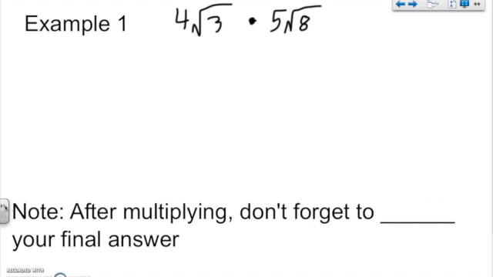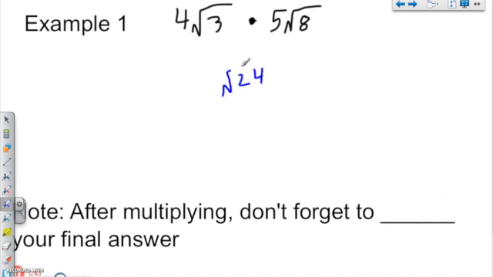Example number 1 is 4 square roots of 3 times 5 square roots of 8. So what I'm going to do first is just multiply the radicand, 3 times 8, and that's going to give me 24. I'm going to keep that under a square root symbol. And then I'm going to do my coefficients, 4 times 5, and that's going to give me 20. So just to recap there, the 24 came from 3 times 8, my two radicands. And my 20 came from 4 times 5, my two coefficients.